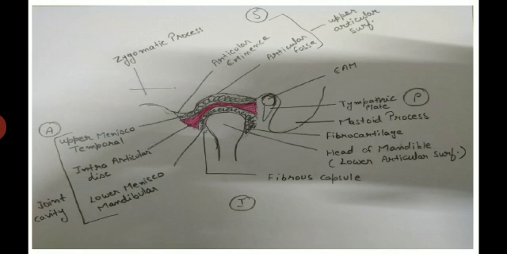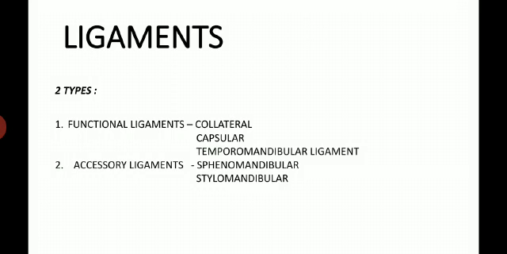This is how it is being referred: anteriorly there is the presence of the joint cavity, inferiorly, posteriorly, superiorly. What are the structures we come across? Now we will proceed towards the ligaments.